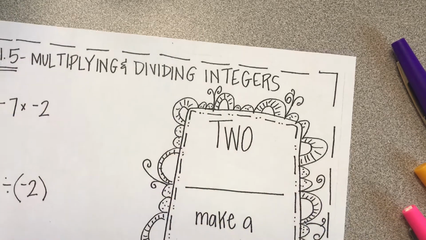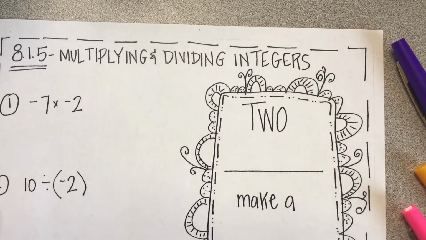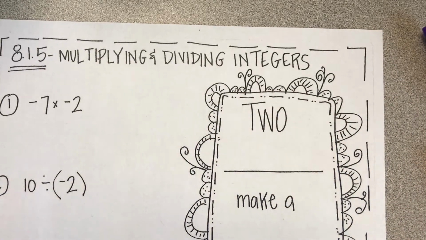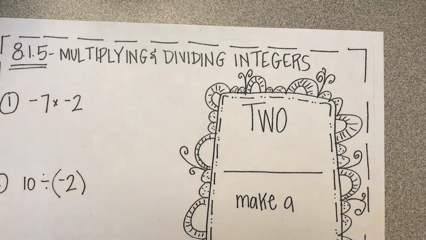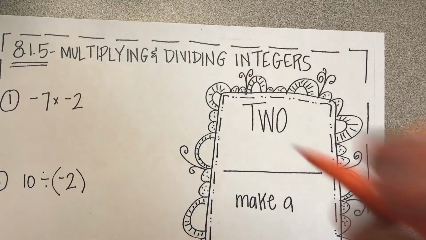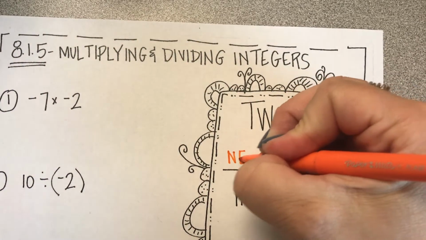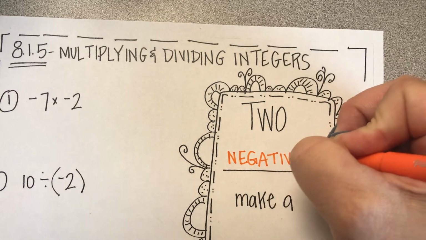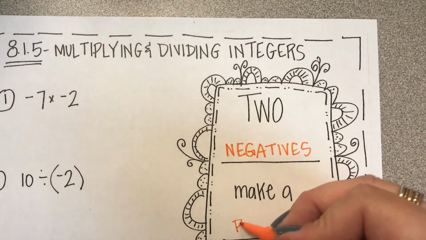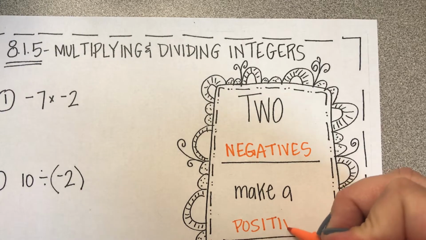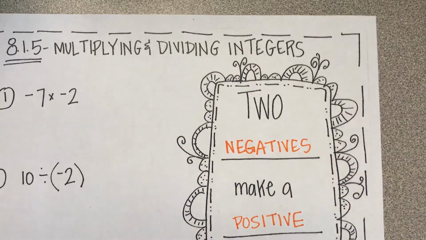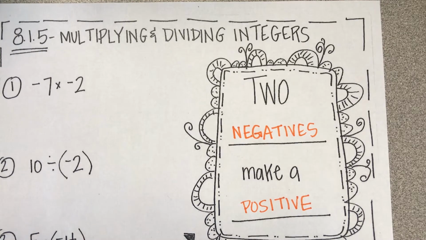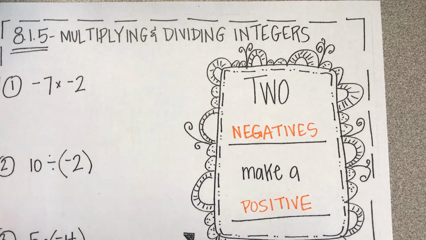Today we're going to talk about the rules for multiplying and dividing integers, and it is probably one of the quickest lessons that we'll do all year, because really the only thing you need to know is that two negatives make a positive. That's it. Two negatives make a positive. Okay, you do the operations like normal.